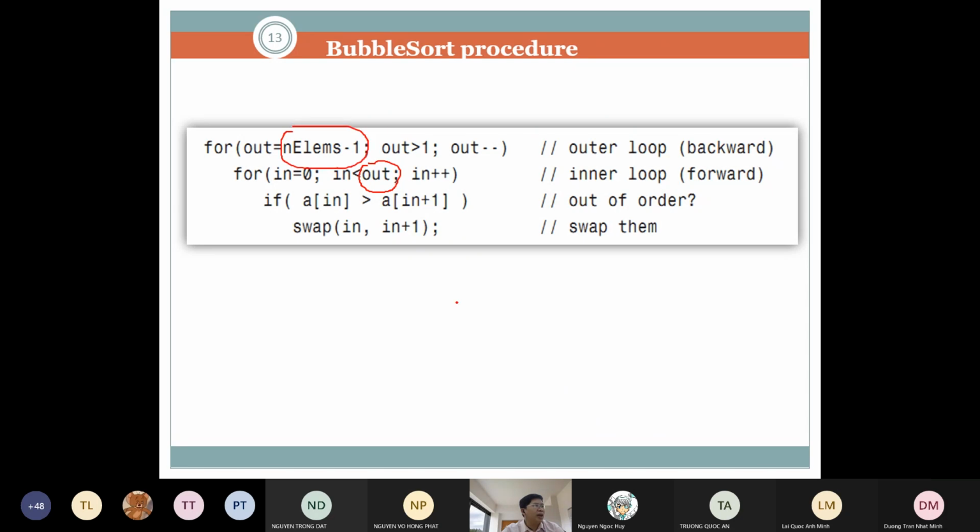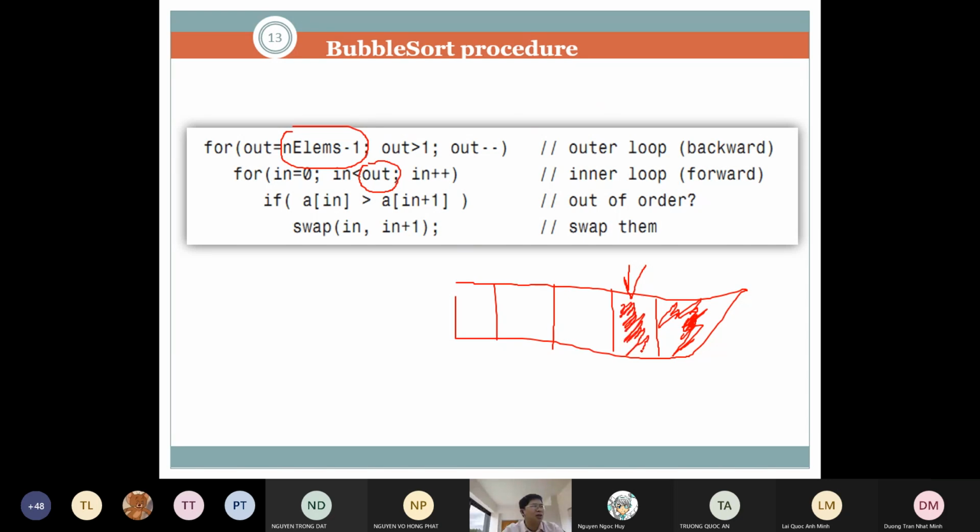Let's say we have an array like this one. For the first iteration of the outer loop, we try to put the largest item in the last position, element number n minus 1. For the second time, we do the for loop up to n minus 2. In the second iteration, we try to find the second largest item and put it in the second last position. And you see that in the comparison, we just go from 0 to this position only, from here to here only. We don't need to consider the sorted items. Okay, that is what we try to do.